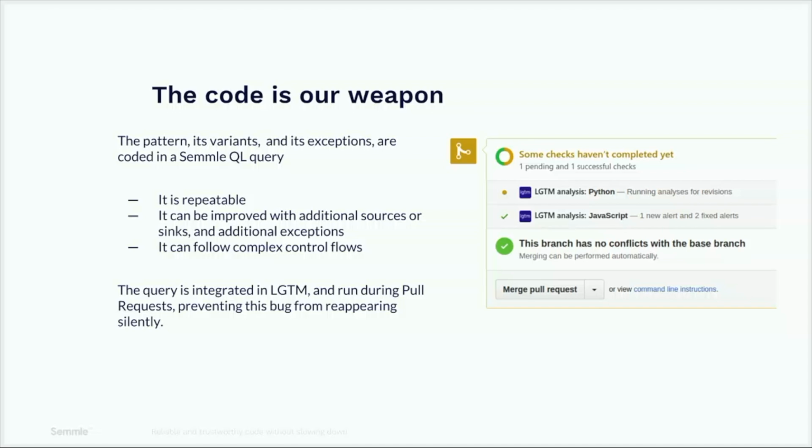You can improve it by adding additional sources, additional sinks, and additional exceptions, so making the query more and more accurate. And as we've seen, it can follow complex control flows because it's based on our native data flow library. And the query is integrated into LGTM. And you can see on the right-hand side that as it's integrated into LGTM, you can activate automated code review, and this query will be run on all your pull requests, preventing such a bug from reappearing again in the future.